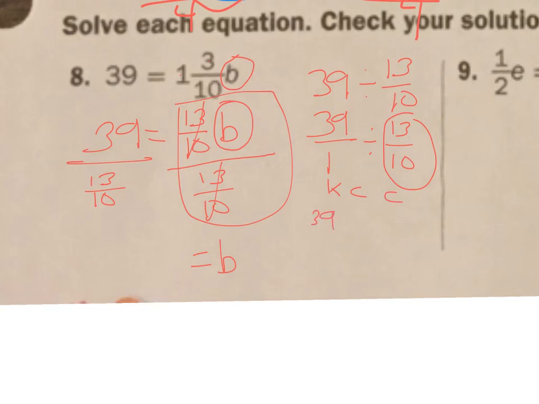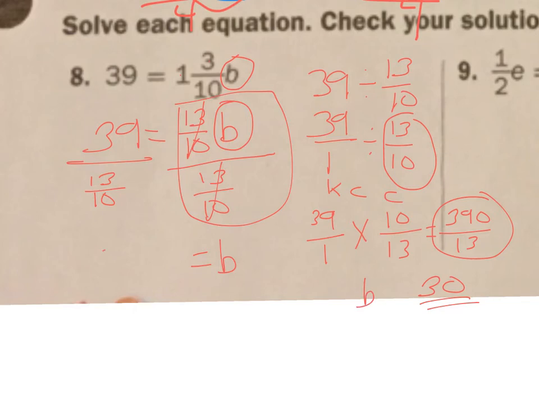So 39 over 1. I'm going to change the division to multiplication. If I do that, I have to change the other to 10 over 13. Now I can do it. 39 times 10 is 390, and 1 times 13 is 13. Now I'm going to do this right here. 390 divided by 13 equals, it goes in there equally 30 times. So I think B equals 30. Let me check.